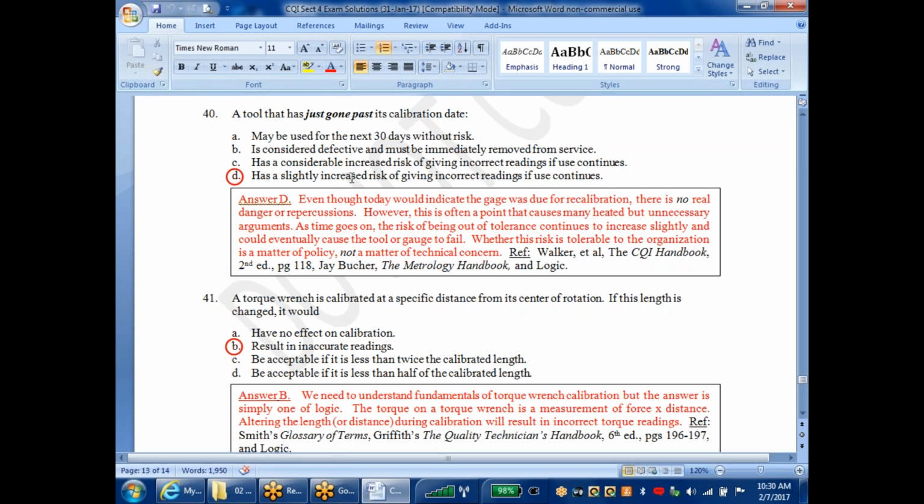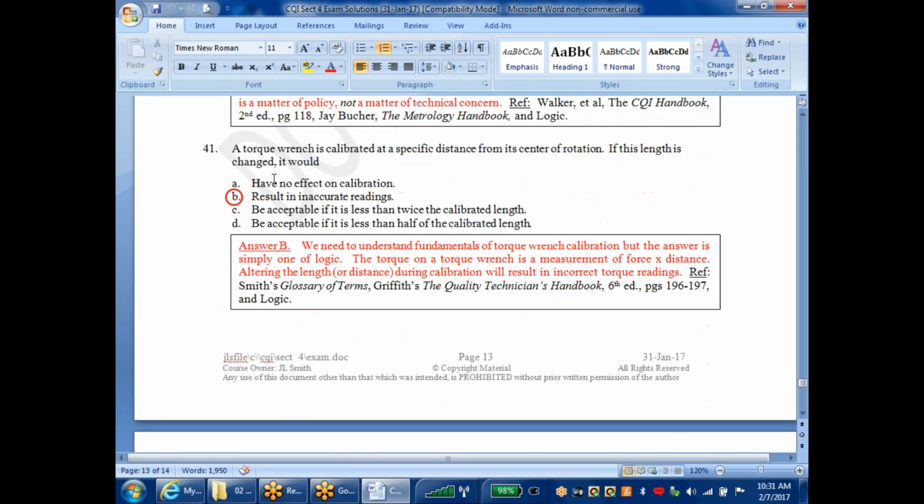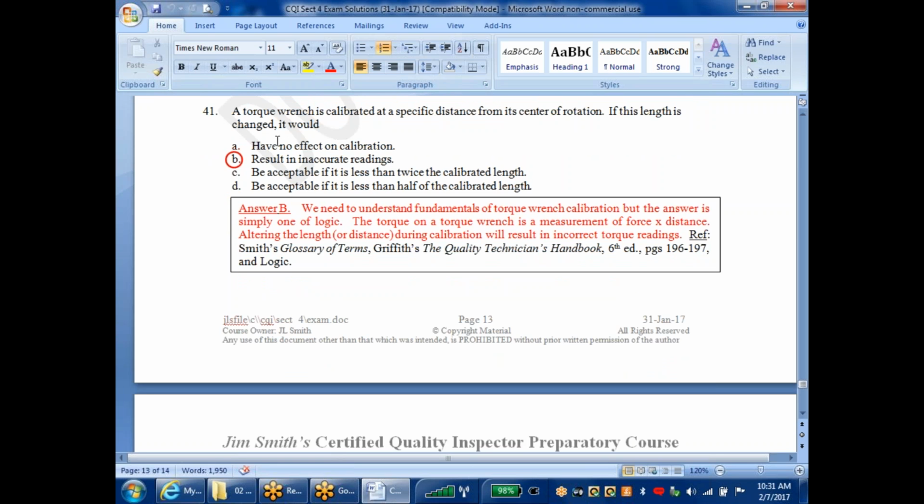D, has a slightly increased risk of giving incorrect readings if use continues. Now, usually in calibration, it's just like anything else. You figure out the gauge is good for calibration on this period, and then you back up from there. You don't want to go to the maximum length. So if it's just slightly out, you're probably not going to affect any of your readings. Definitely you want to get them calibrated, and get them calibrated in time. Certainly, that's the best process.